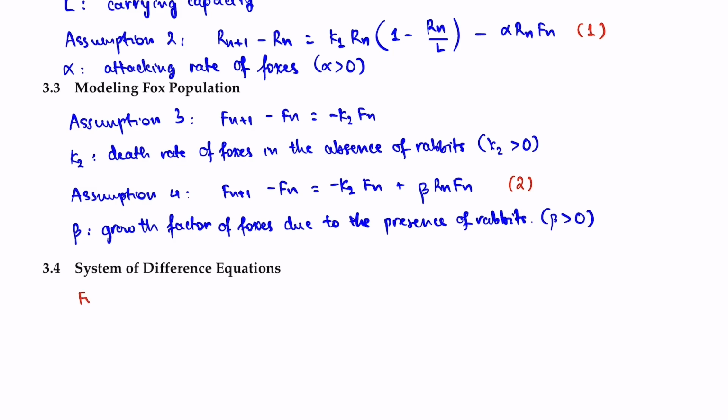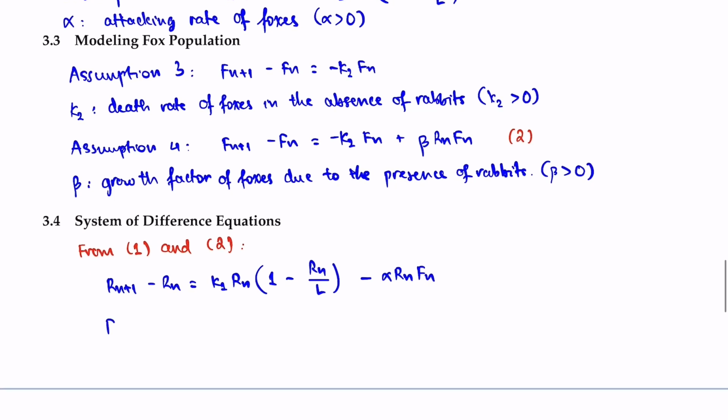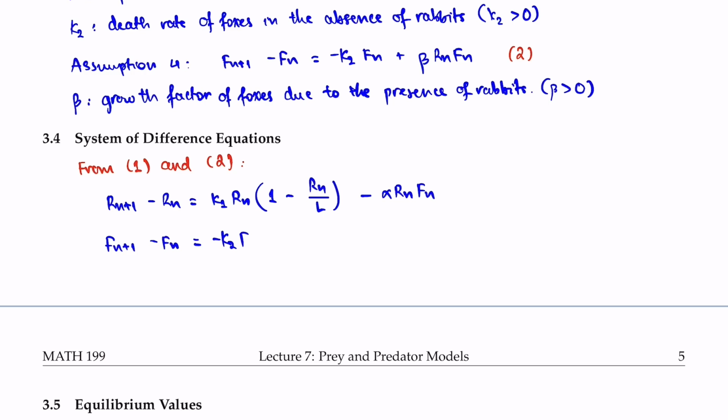So from equations 1 and 2, we have the following system. That is, R sub n plus 1 minus R sub n is equal to k1 times R sub n times (1 minus R sub n divided by L) minus alpha times R sub n times F sub n, and F sub n plus 1 minus F sub n is equal to negative k2 times F sub n plus beta times R sub n times F sub n.